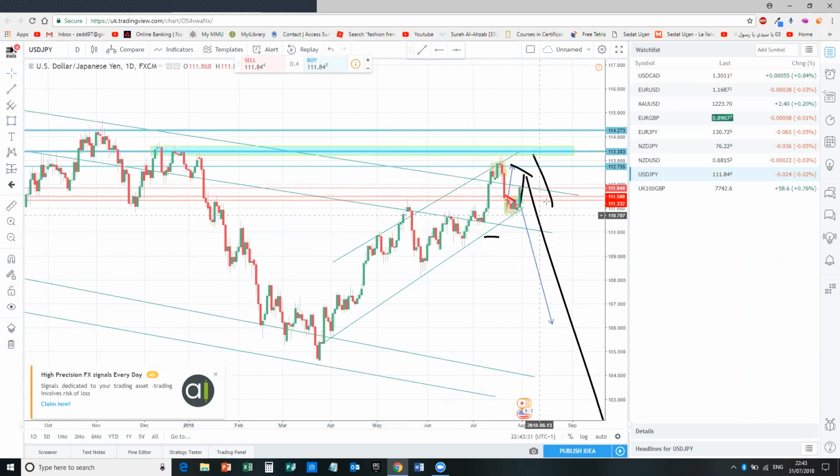On a daily channel, it's at the top, looking for a sell. On a weekly, it's at the top of a downtrend, looking for a sell. So that's what I'm looking at on USD JPY.